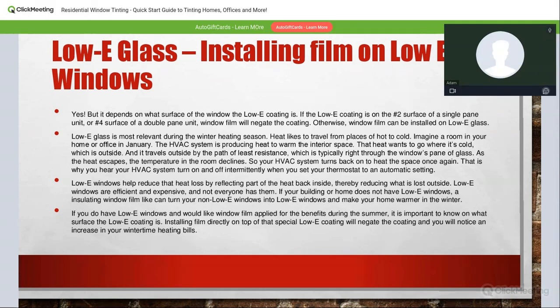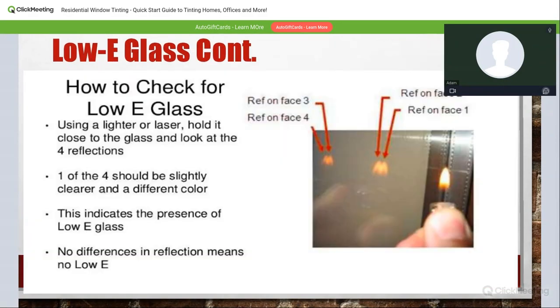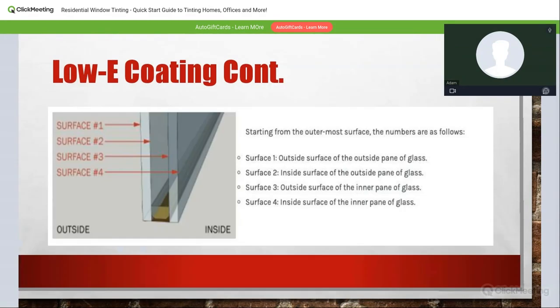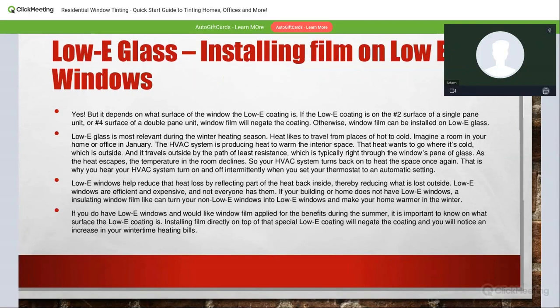Now, if I have low E coating, can I put film onto those windows? Big thing is yes, but it depends on what surface the low E coating is on. If the low E coating is on the number 2 surface of a single pane unit or the number 4 surface of a double pane unit, window film will negate the coating. So if the coating is, we'll go back up to this slide here, if it's here or if it's here, and I put window film over top of it, it will actually negate the coating on there. We talk a little bit more in our course about why that actually happens, but that's just to know what's going on.